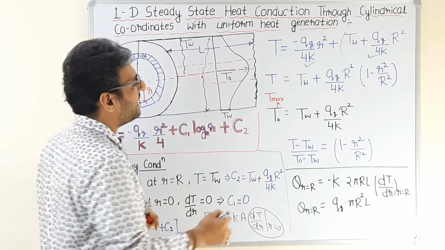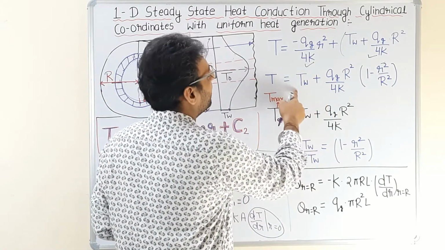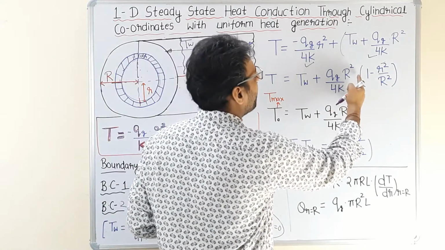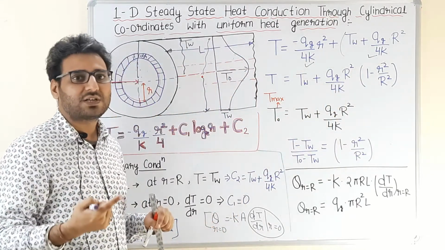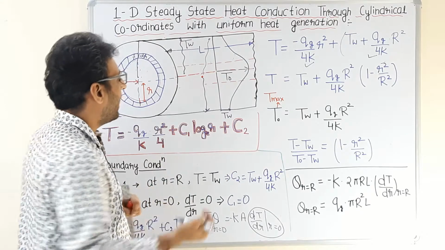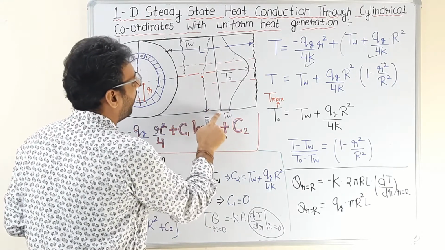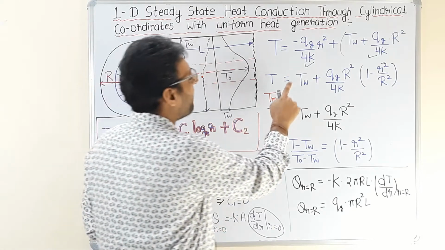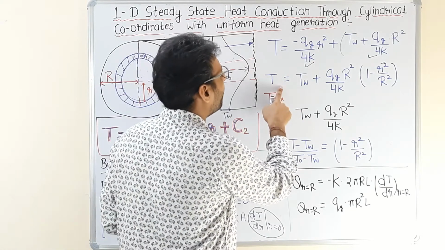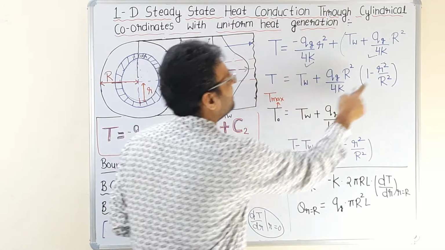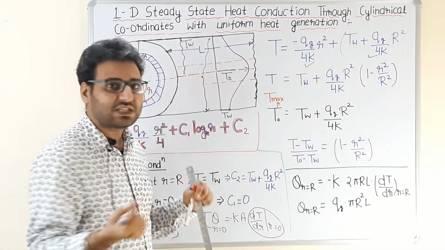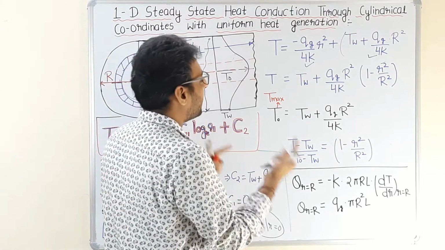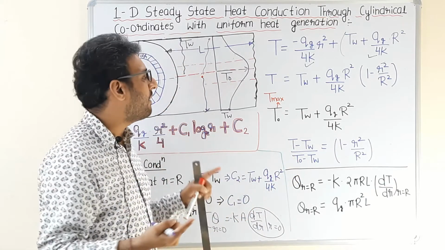Now we can see that the temperature distribution is parabolic in nature. T is varying with the square of r. So the temperature distribution is parabolic in nature, and the temperature at the wall is TW, as we already know. So what will be the maximum value of T? The maximum value of T will be when this term is 0. So we conclude that the temperature at the center will be the maximum in the cylinder.